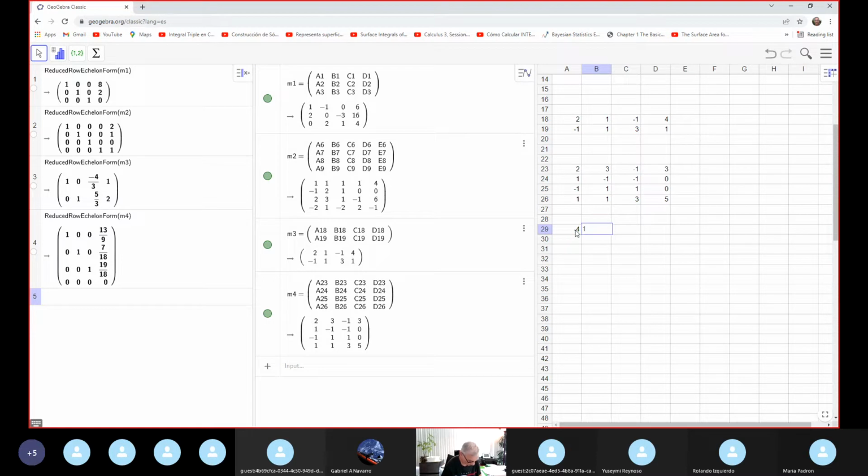1, 0, and 5. Enter. Second equation is 2, -1, 1, and -1, and 5. And the last equation is no X, no Y, 1Z, 1W, and the right hand side 4.